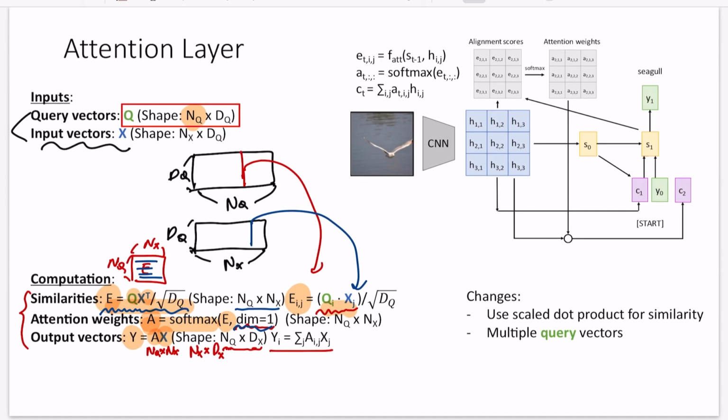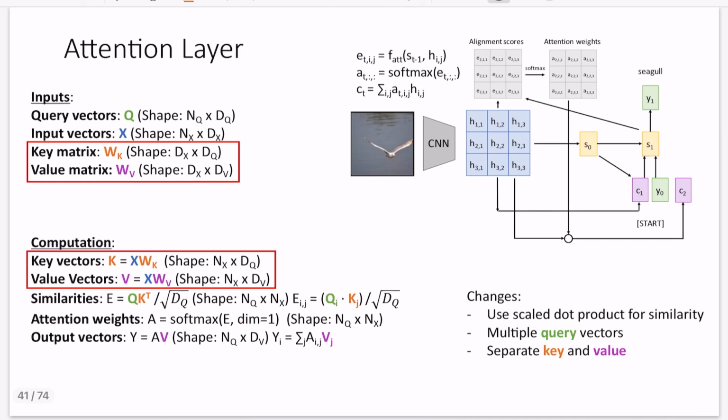Okay. So our second change was for the generalization of attention layers. We just use the scaled dot product for the similarity, and multiple query vectors can be considered. Okay, so that's it. But in a more general case, maybe the query vector and x vector will be different. I mean the dimensions of q and x will be different, as dq and dx respectively.